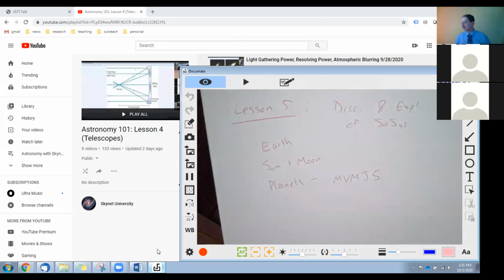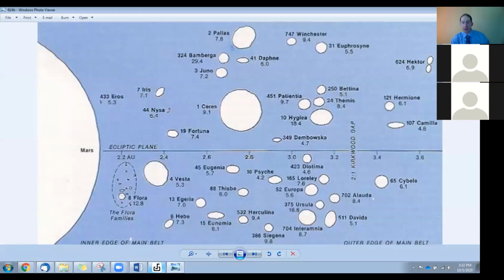I just had a quick question. In that picture with all the large objects in the asteroid belt that were found back then, was that a second Europa or was that a Europa for scale? Let me pull it up. I think there's an asteroid called Europa as well.